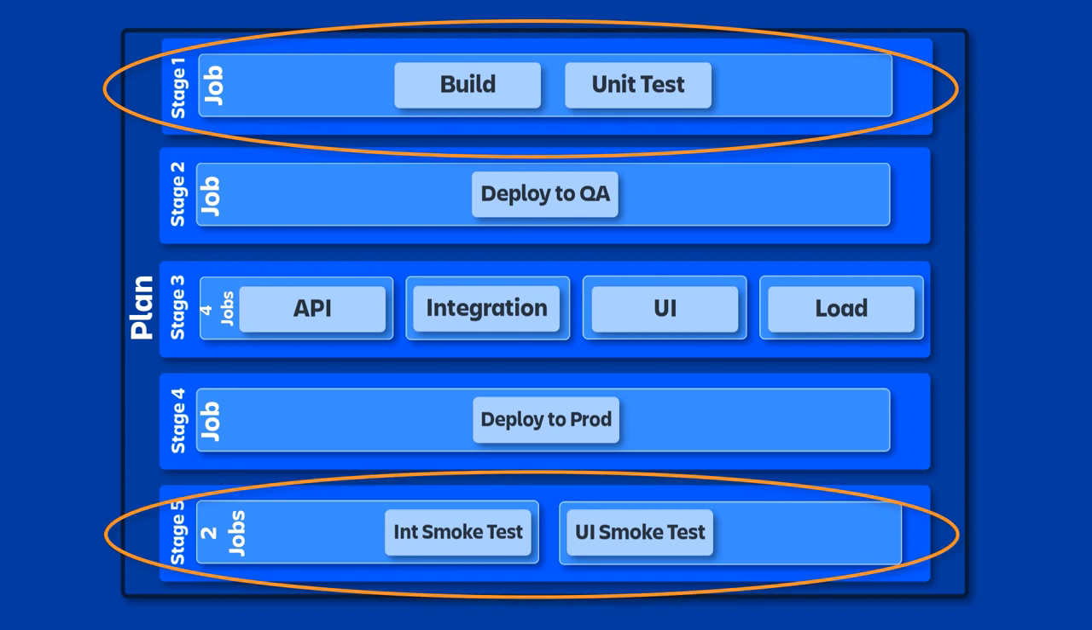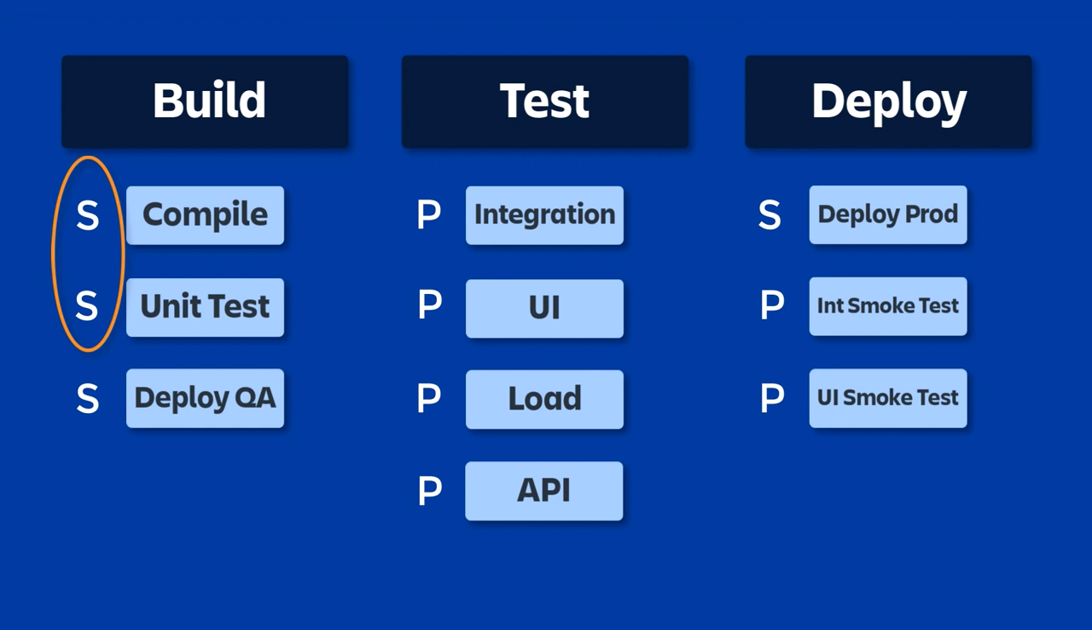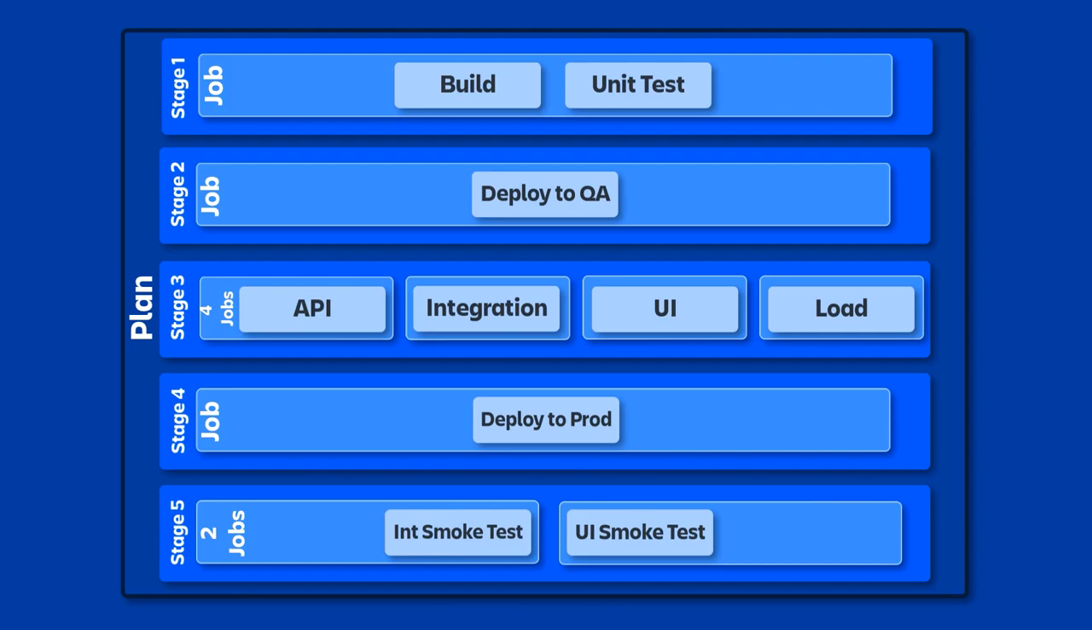Why does stage one have a single job and stage five have two jobs? Remember, the tasks in stage one are sequential tasks, and tasks within a job run sequentially. The tasks in stage five, on the other hand, are tasks that run in parallel. The only way to get these two tasks to run in parallel is to assign each to its own job, because jobs within a single stage run in parallel.